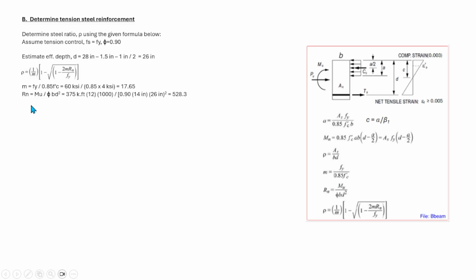So that's all the parameters that we need in order to calculate the steel ratio. So steel ratio is 1 over m times the square root of 1 minus 2 times m times Rn all over Fy, which is 60,000 psi. So the result of the steel ratio is equal to 0.00962. So that is the actual steel ratio of the beam.